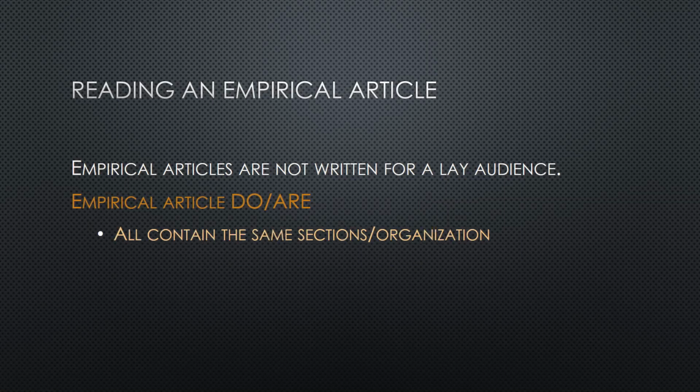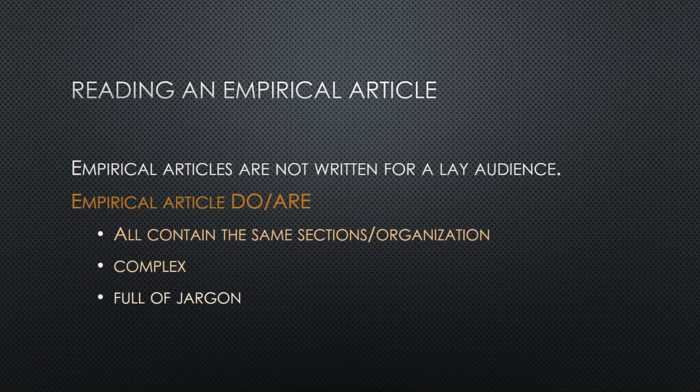And as a result of that, they are a little complex. The good news is that empirical articles all contain the same sections and they all follow a standardized order and organization per APA style. And so it makes it really easy to go through and find certain information within the article because it's all in the same order and it's all organized by headings. And so we'll see that in just a few minutes.